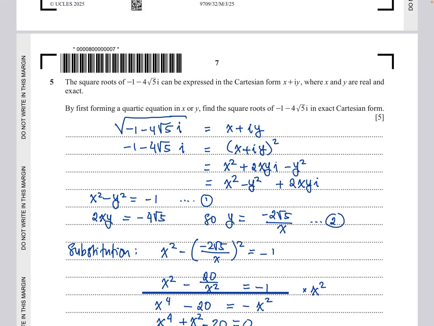Question 5. The square roots of -1 minus 4 square root of 5i can be expressed in the Cartesian form x plus iy, where x and y are real and exact, by first forming a quartic equation in x or y. Find the square root of -1 minus 4 square root of 5i in exact Cartesian form.